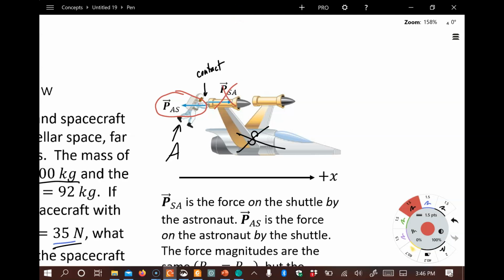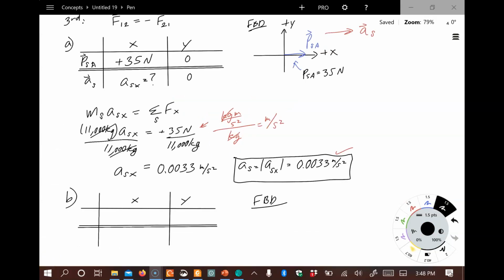Let's go ahead and draw our free body diagram, make our data table, and solve for the astronaut's acceleration. So here's a free body diagram for the astronaut. This dot represents the astronaut, and there's only one force. It's the push force on the astronaut by the space shuttle. Now, Newton's second law tells us that the magnitude of this force is the same as the magnitude of its pair force, the push on the space shuttle by the astronaut, which we remember here was equal to 35 newtons, right? And so we can go ahead and put that into the picture.